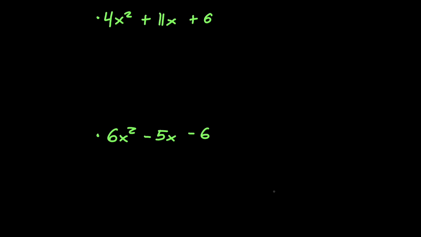Let us continue on. 4x squared plus 11x plus 6. Once again, the first step would be to multiply a times c, which is 4 times 6. 4 times 6 would be 24. Now, find the multiple factors of 24 that will add to 11. The multiple factors of 24 would be 1 times 24, 2 times 12, 3 times 8, and 4 times 6.